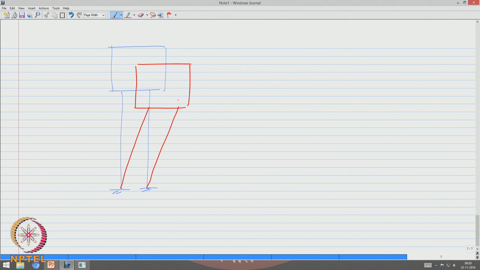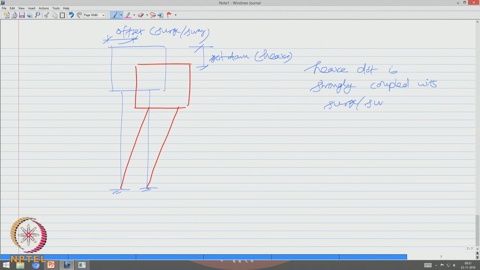So, if I have a TLP which is position restrained by tendons, if I try to apply a lateral force on a TLP, you see that the lateral displacement caused is what we call offset, which will usually be in surge or sway degree of freedom depending upon the wave direction. Simultaneously in parallel, this will also cause displacement in the vertical axis, which we call set down, which happens in heave degree. It means at least heave degree of freedom is strongly coupled with surge and sway degrees of freedom.